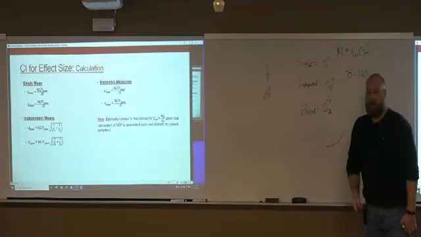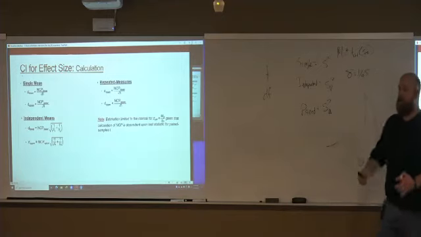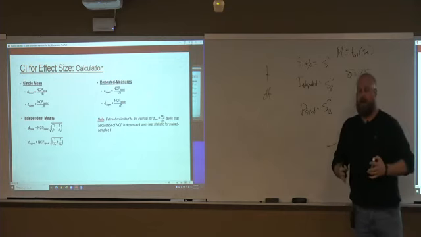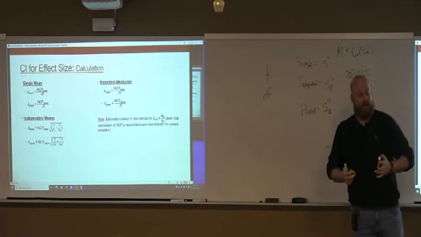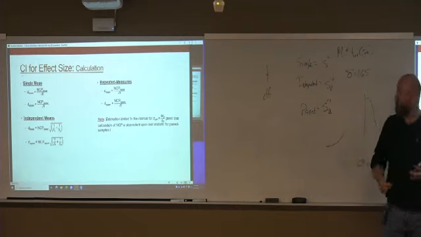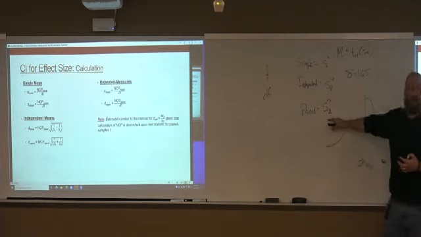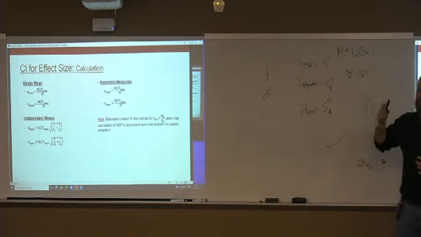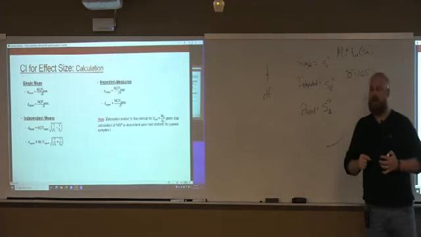So if I'm going to do this by hand, if I want to calculate a confidence bound around my effect size for my paired sample test, what I need to do is use the standard deviation of my difference scores as my standardizer, okay?